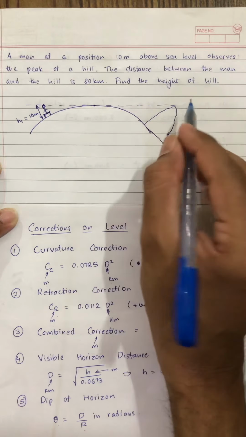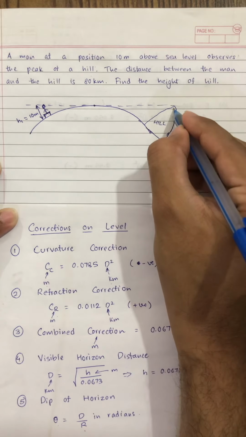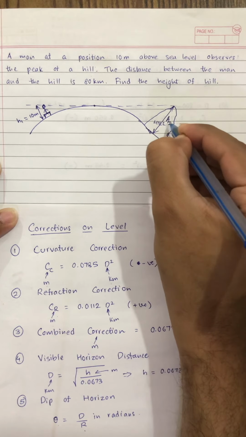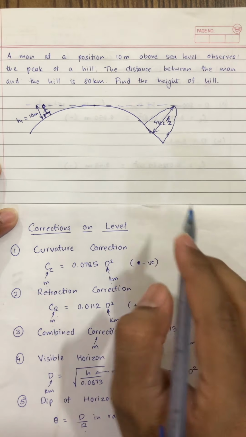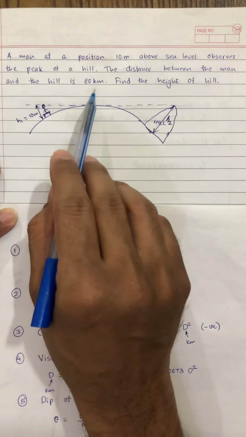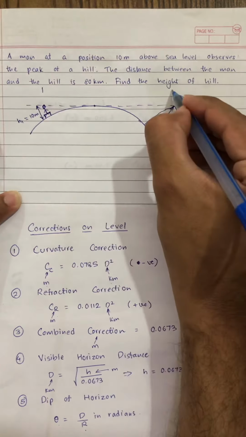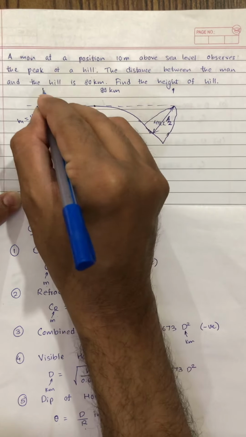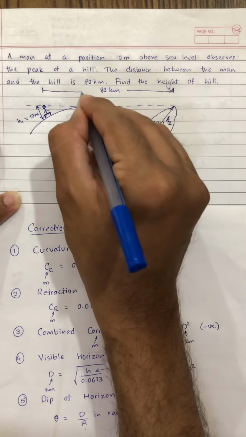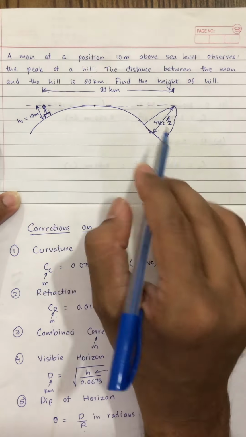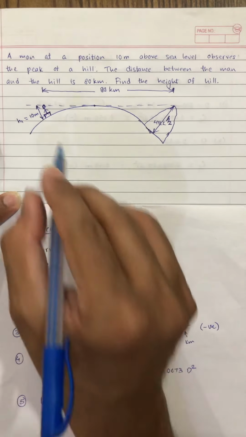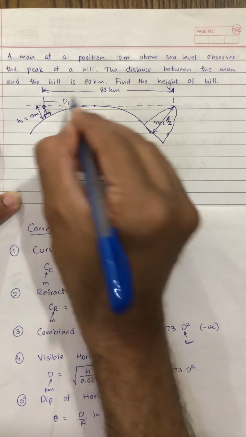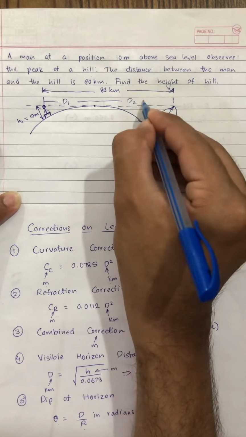So this is actually the hill. Suppose the height of the hill is given as h2. The distance between the man and hill is 80 kilometers. So from here till the top of the hill, the distance is 80 kilometers. It is asking to find the height of the hill. So let us say that from here till here, this distance is d1 and this distance is d2.